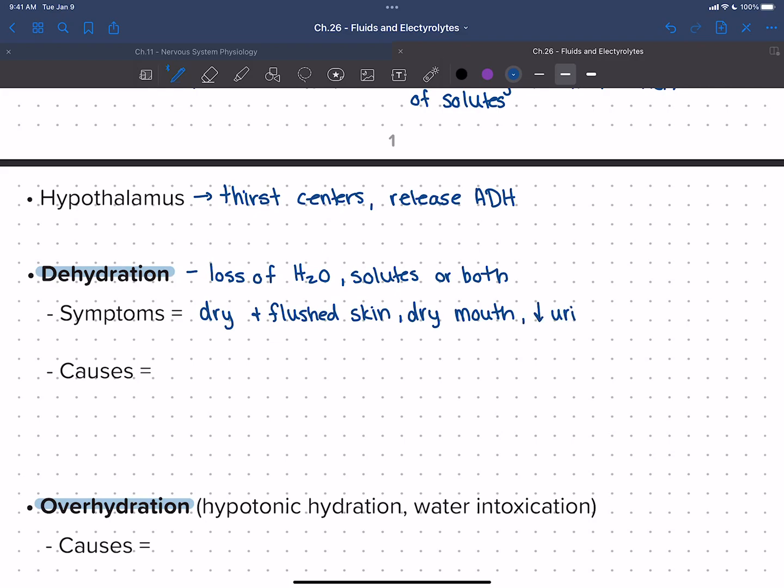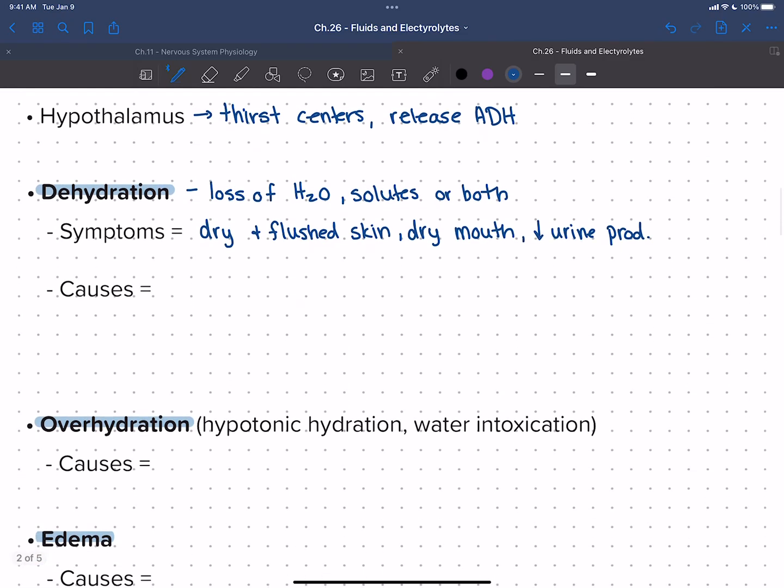So your kidneys are attempting to retain water for your body, right? So decrease in urine production. Okay, so those are symptoms of dehydration. And so let's talk about some possible causes, right? And so we'll go through kind of the most obvious ones first.